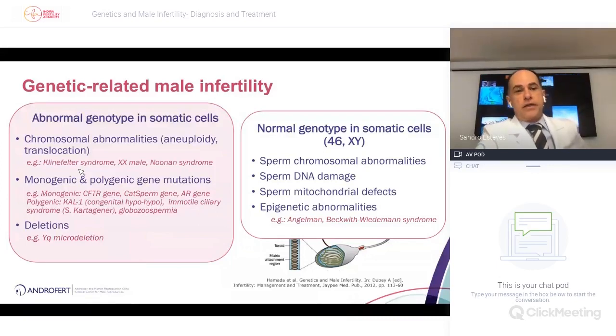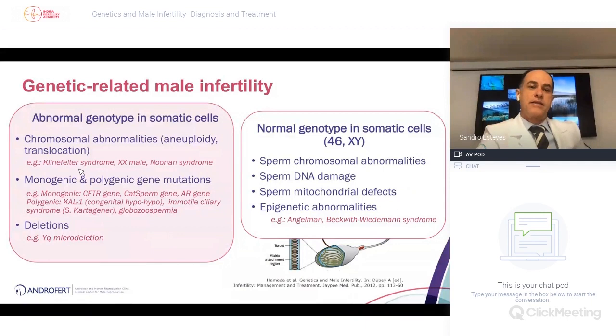And in this category that I'm explaining to you now, we also have deletions. The classic example is microdeletions affecting the long arm of the Y chromosome that will cause infertility.